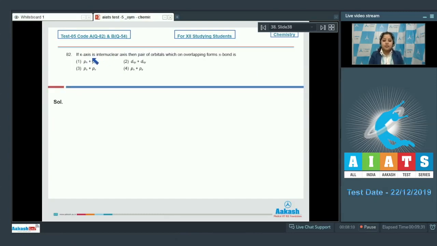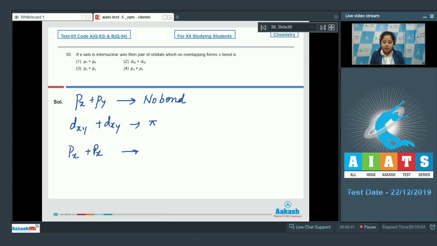If the x-axis is the internuclear axis, then the pair of orbitals which on overlapping form a pi bond is. The options are px, py. Students, px and py result in no bond formation. Moving to next, dxy and dxy. This results in pi bond formation. Moving to next, px and px. Hence, x is the internuclear axis, so this results in sigma bond formation.